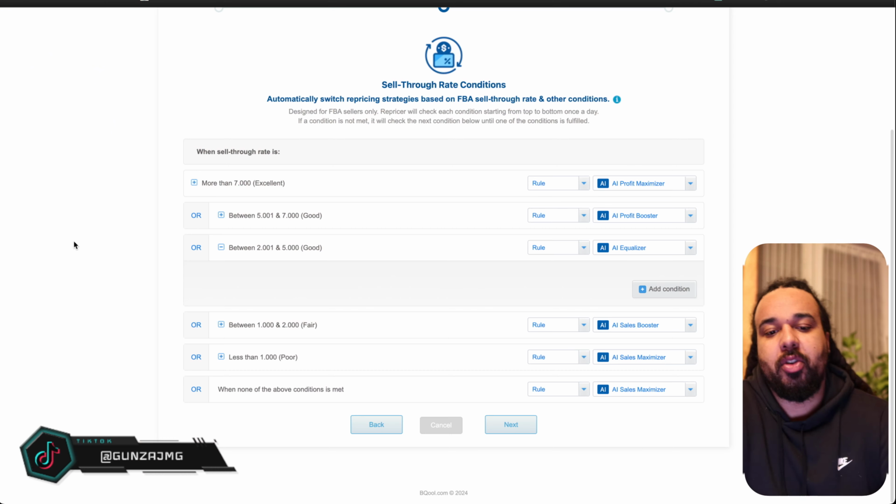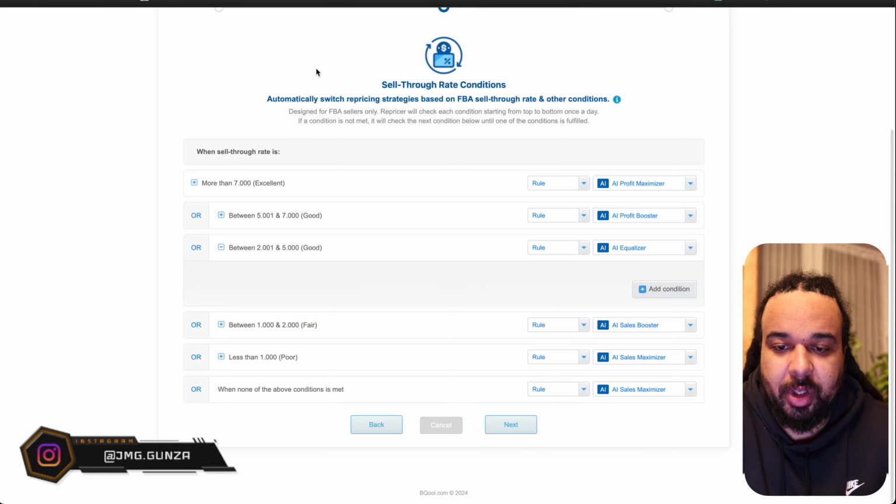I do not use AI repricing rules on too many ASINs. If you have a rule for every single scenario that you are going to encounter, you do not need the AI repricing rules, but you are going to need to put in way more work. It's the exact same thing with the conditional repricing rules. You could look at your ASINs daily, manually, and see if you need to change your strategy, or you could have your strategy changed based on things happening on the listing on Amazon. So this is the sell-through rate conditions.